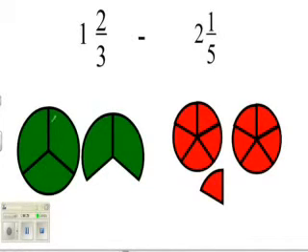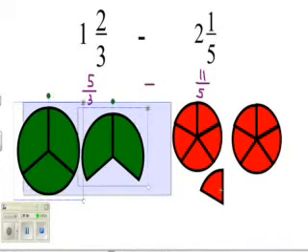There are 3/3 in every whole. That's why we can multiply 1 times 3 and get part of the improper fraction. 1 times 3 is 3, and then you have 2 more pieces, so there's 5 thirds in total. Here you have 2 whole circles, each one cut into 5 pieces. 2 times 5 is 10, and 1 more makes 11. Now if we're going to subtract those, then we're going to need a common denominator.